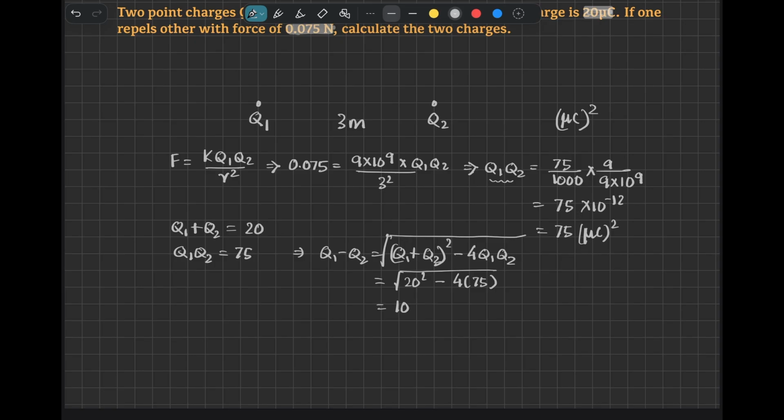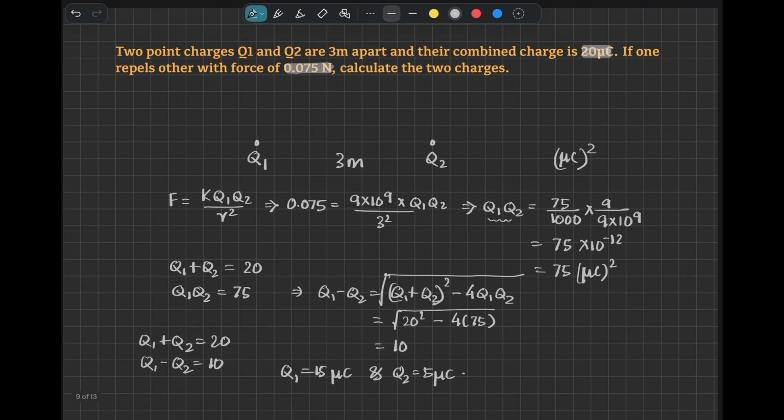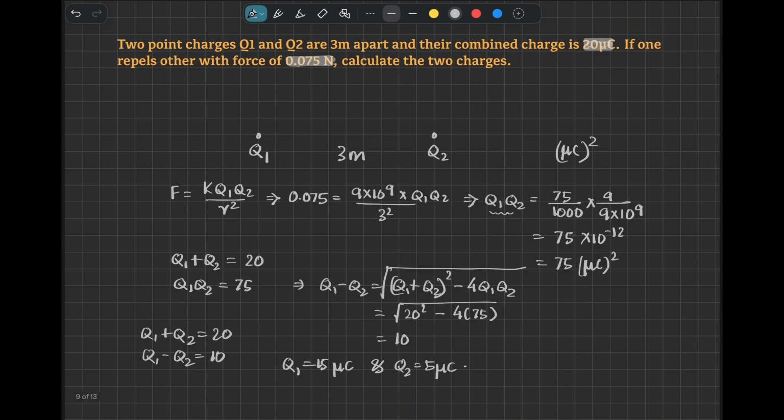Now we got Q1 plus Q2 as 20, Q1 minus Q2 as 10. Solving this, we can get Q1 equals 15 microcoulomb and Q2 equals 5 microcoulomb. And this is the answer. The two charges are 15 and 5 microcoulomb.